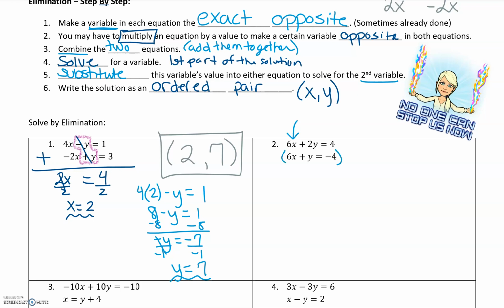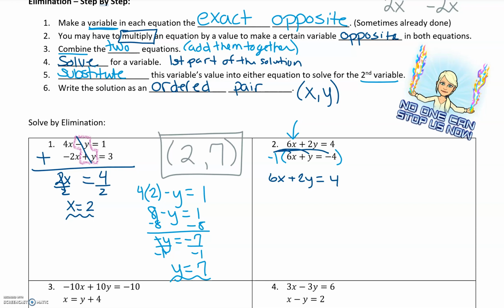Here's the part you have to remember. The whole bottom equation, and we're going to multiply every single piece of that by a negative 1. All right, so what I'm going to do is rewrite my equation first. I'm going to take the top equation, 6x plus 2y equals 4. I just rewrote that one. Now I'm going to take the bottom equation and distribute that negative 1 to all three pieces.